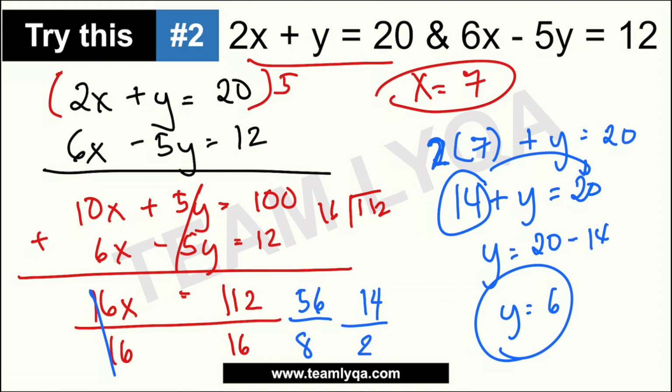Now, tingnan natin kung tama pa rin siya dito sa kabilang equation. 6 times x daw. So, 6 times 7, that would be 42, minus 5 times y, that would be 30, is equal to 12. Tama ba tayo? 42 minus 30 is 12? Tama naman. So, okay na tayo doon. Okay? Tama tayo. Ang sagot natin ay 7 at 6.